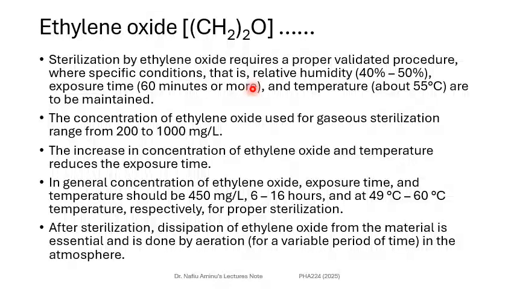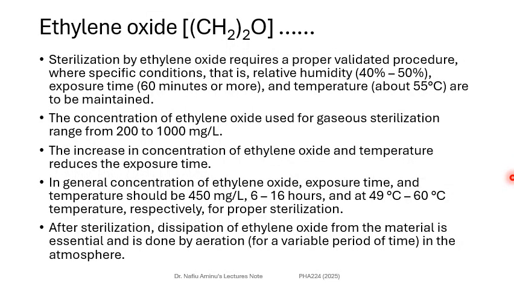And the concentration of ethylene oxide that is being used for gaseous sterilization ranges from 200 to 1000 milligram per liter. So that is the concentration for effective sterilization to be achieved.